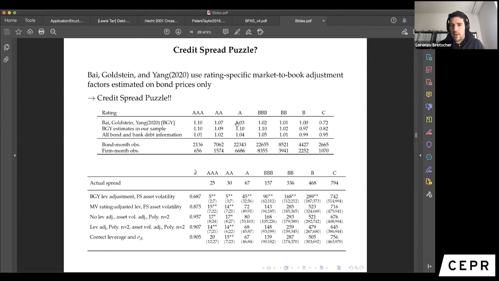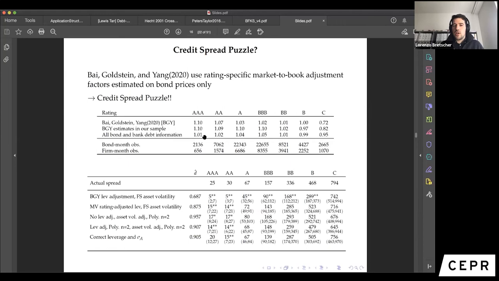Now, when we use just bond price information and redo what they did on our sample, which is slightly different to theirs, we get numbers that are very close to their numbers. Notably, the AAA category is way above one, the adjustment factor also for the AA. And for the very low rated bonds, you have a factor that is far below one, below unity. Once you use all bond and bank debt information, so you exploit our sample, our database, you would get adjustment factors that are much closer to one, okay, across the board.